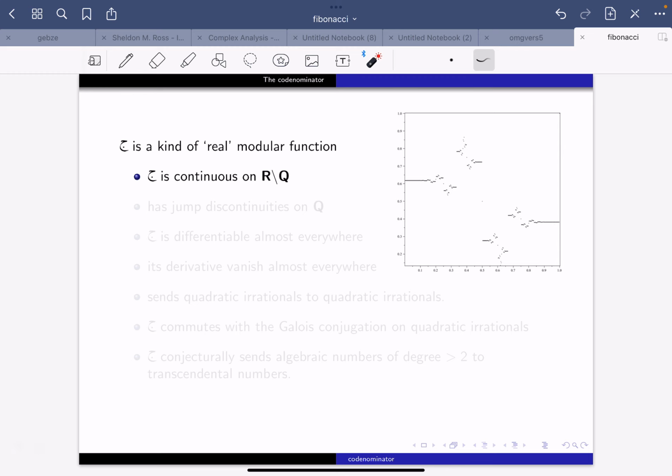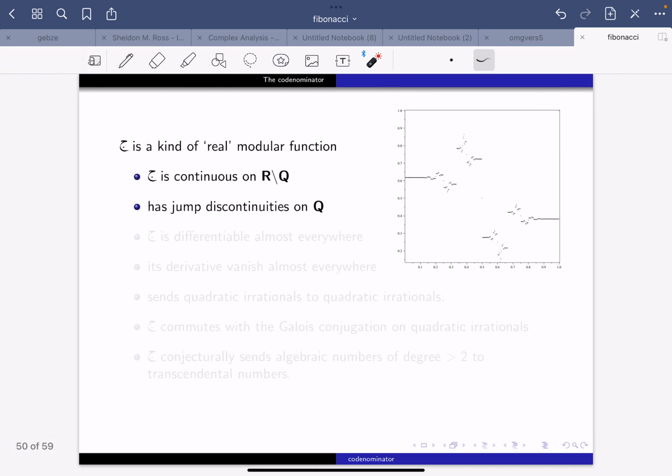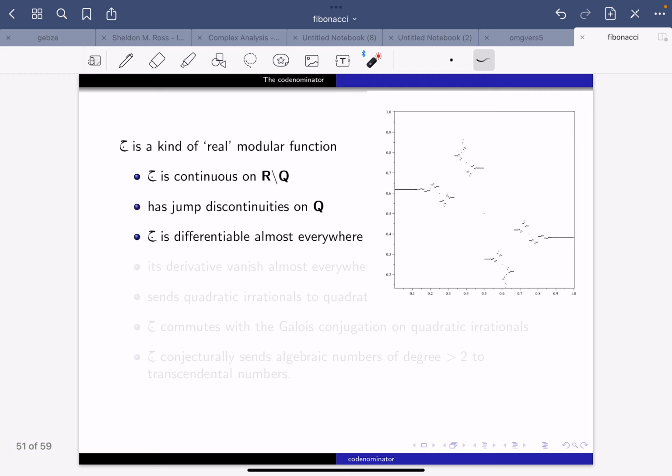So this function Jimm is a kind of modular function because of the functional equations it satisfies. It's a kind of covariant function, not invariant, but covariant. And it is rather easy to prove that this function is continuous on the set of non-rational numbers. So whenever we have an irrational point, this function is continuous. And as you see, it has jumps, and these jumps appear at rational points. At every rational point, we have a jump.